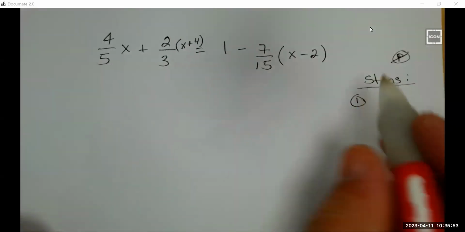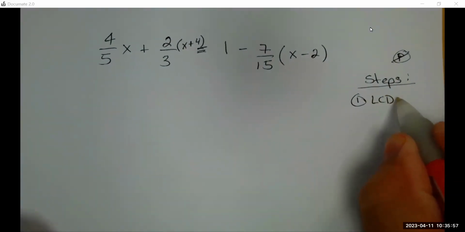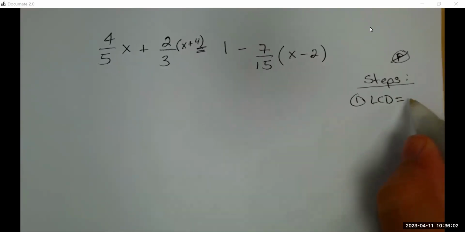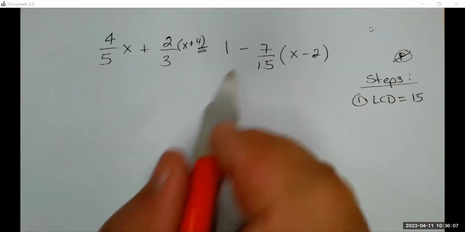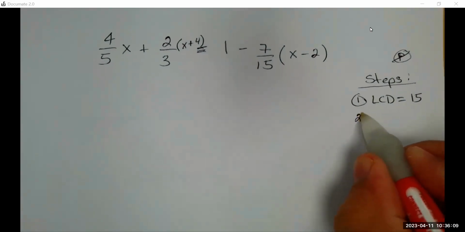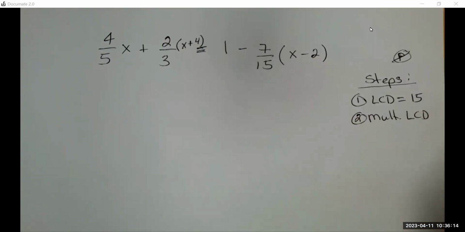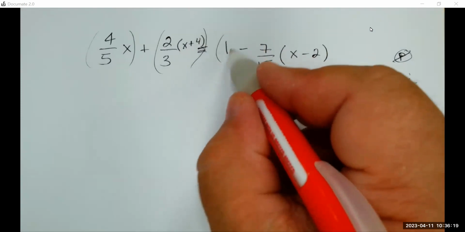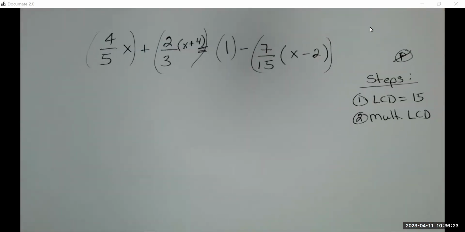So we have fractions and an equal sign right there. So what's the LCD? 15. Because 5, 3, and 15 all fit into 15. Multiply the LCD to each term. This is a term. This is a term. That's a term. And that's a term. Anything separated by plus, minus, or equals. So we have 4 terms in this one.